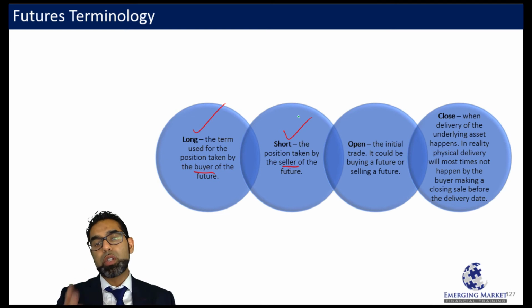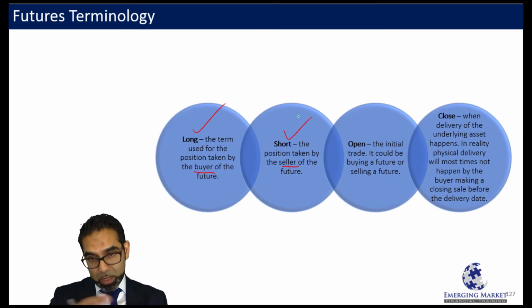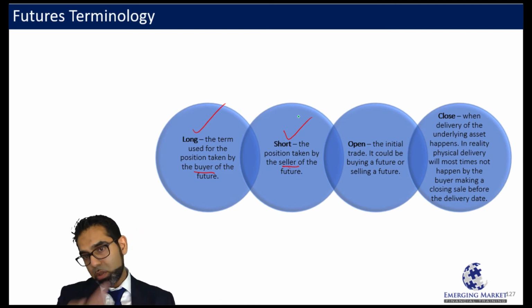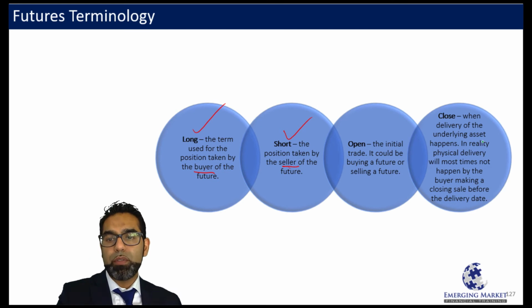You can close the derivative. You do equal and opposite. Same number of contracts, but instead of buying, you sell. So close when the delivery of the underlying asset happens.